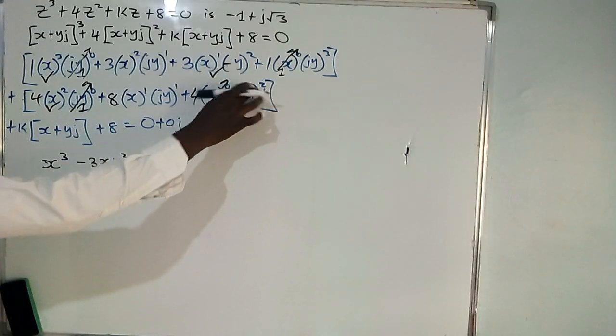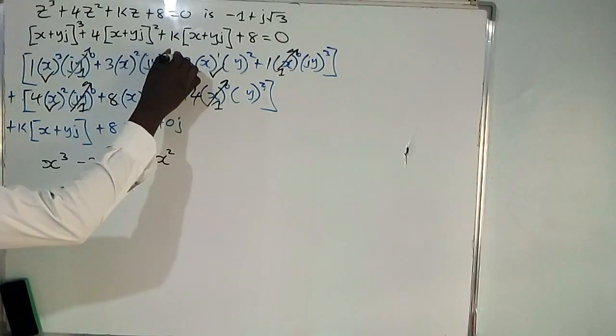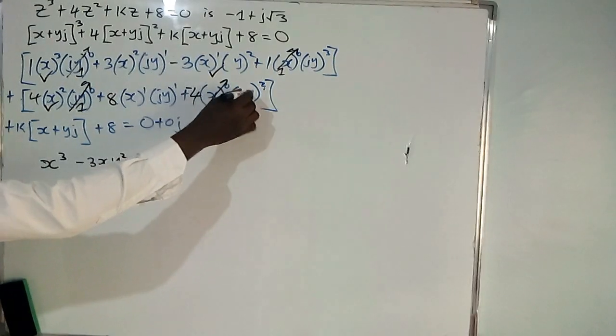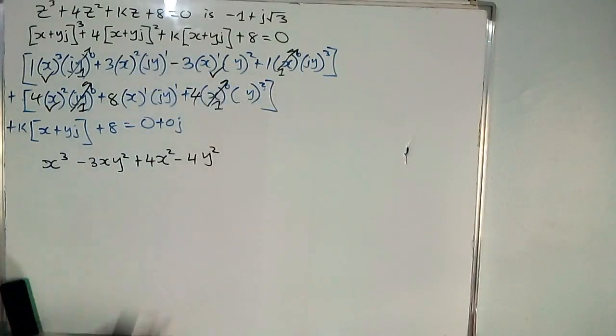j squared is negative 1, isn't it? So negative 1 times 4, you get negative 4, isn't it? Negative 4, then our y is raised to power 2. Are we together? You are seeing it is y squared, isn't it? So it is negative 4y squared. We are done with that.